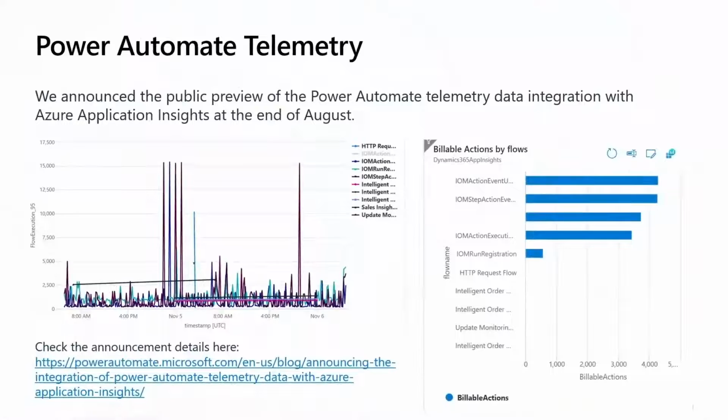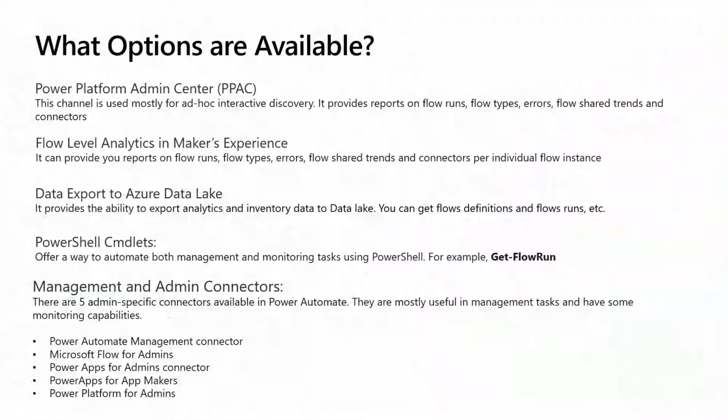We announced the public preview of the Power Automate Telemetry at the end of Focus. It was a long time coming, as Dataverse Telemetry integration with App Insights has been out for years. App Insights helps you enhance the performance, reliability, and quality of your applications. It monitors performance, detects anomalies, and helps diagnose issues. To understand the importance of this feature, let's look at what other options are available.